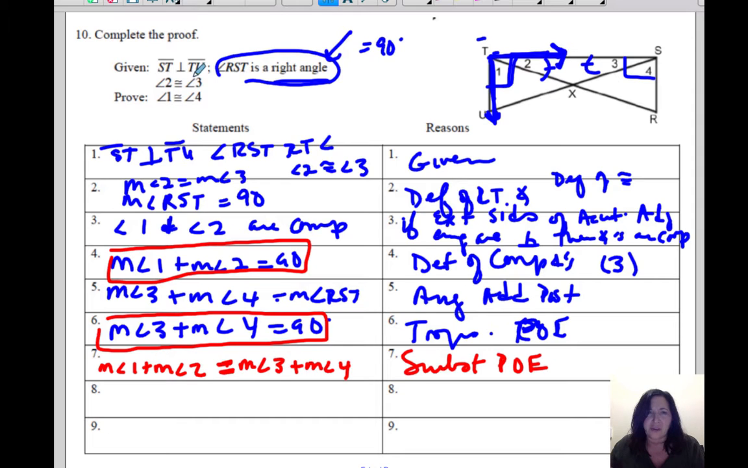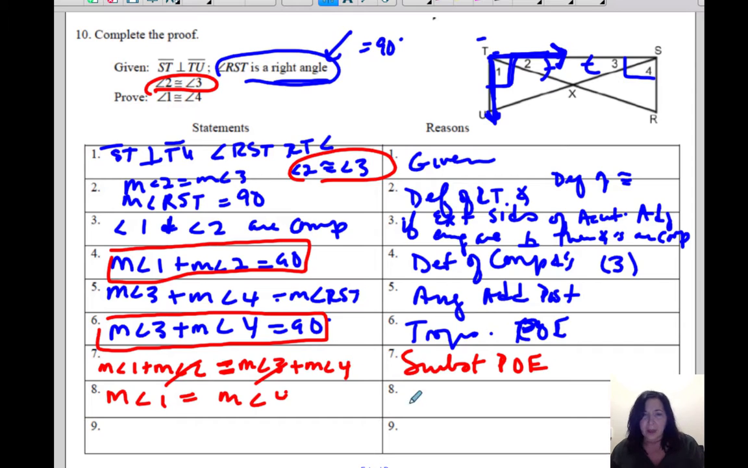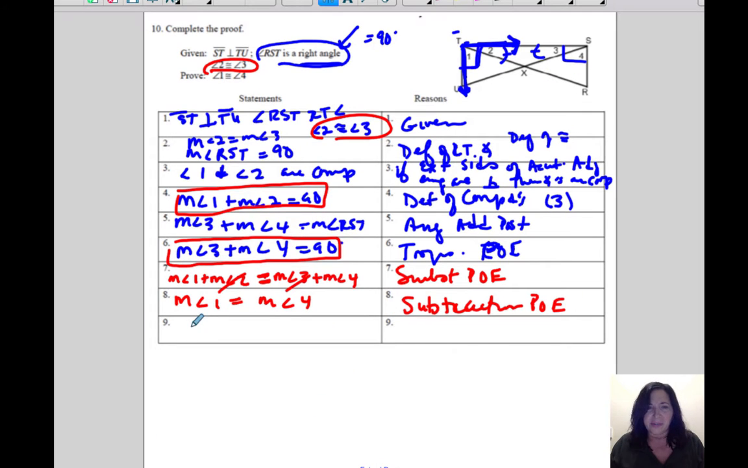We know that 2 and 3 are equal to each other, right? We said that here. So basically what I'm doing is subtracting off 2 and 3 at the same time. So I'm going to have the measure of angle 1 is equal to the measure of angle 4. Subtraction property of equality, and just reline this. Definition of congruence basically says then that I can say that angle 1 is congruent to angle 4, and you would just write definition of congruence. All right.